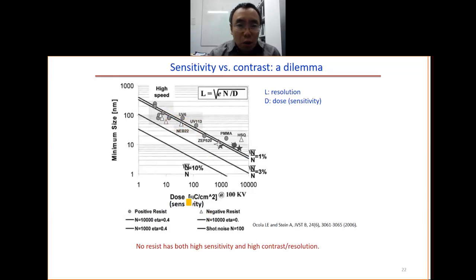So here is the dose. The higher the dose, the lower the sensitivity. This one is the minimum feature size that can be attained. Obviously, the smaller the feature size, the higher the resolution. As you can see here, when you need higher resolution, you go to higher doses. That is what I said here. When you want high resolution, you have low sensitivity.